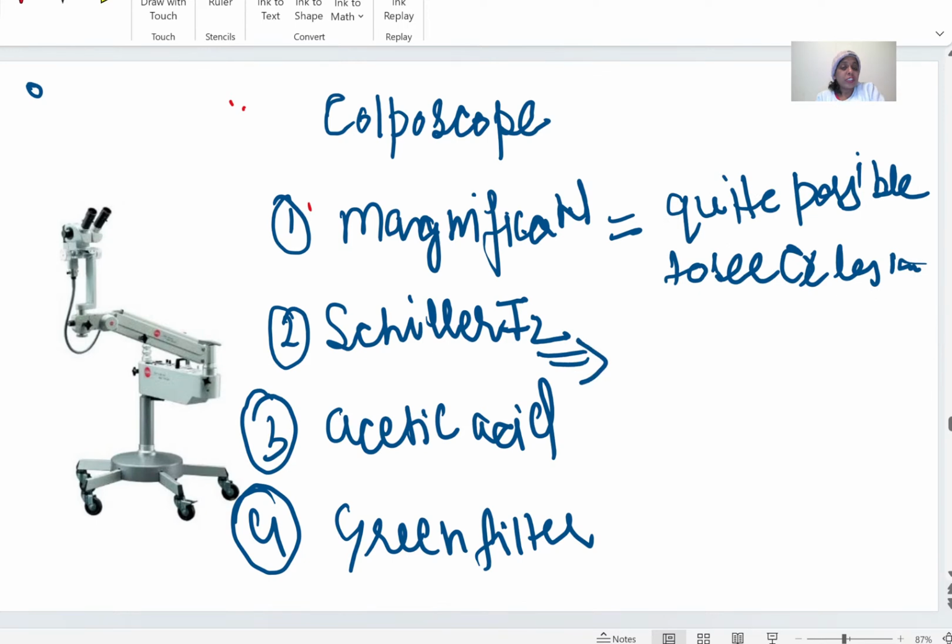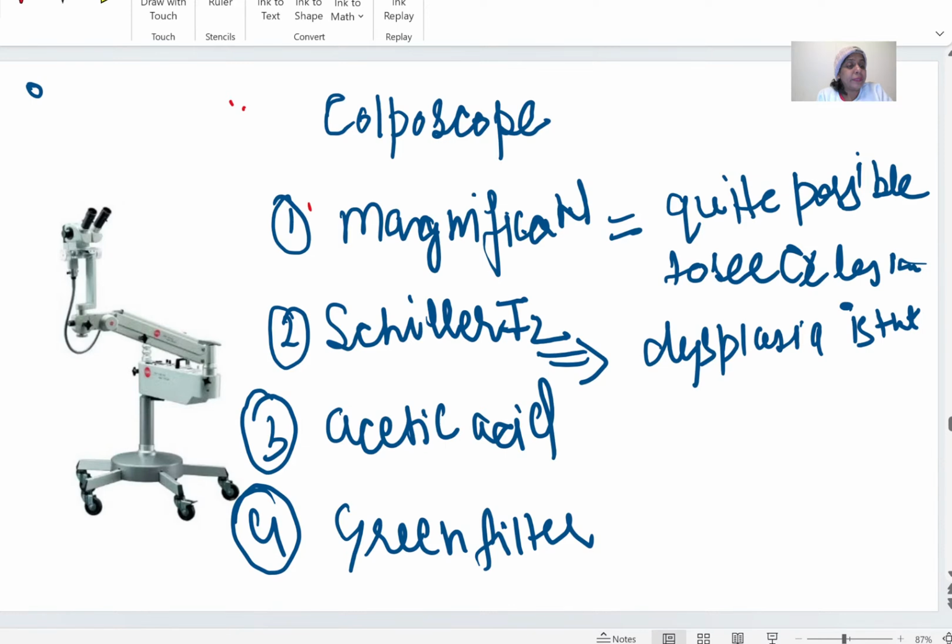Schiller's iodine, we apply brown color iodine, and if dysplasia is present, then the area is yellow in color. Okay, because whenever there is dysplasia, there is decreased glucose.